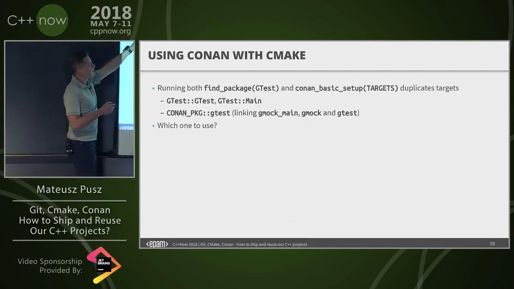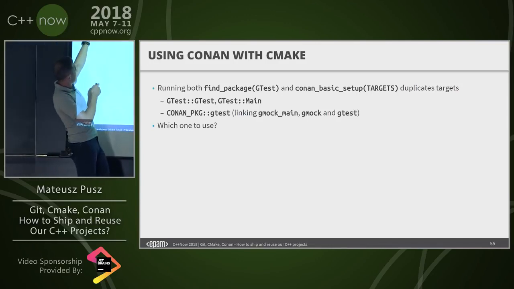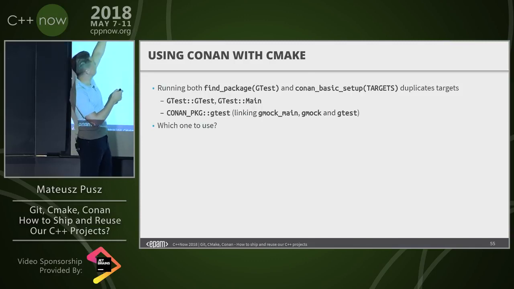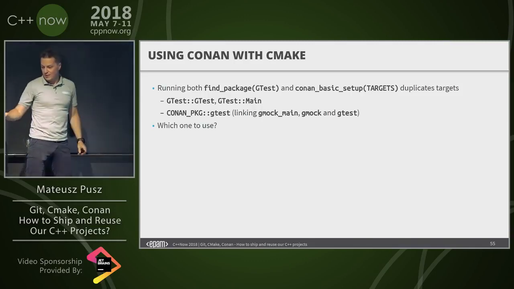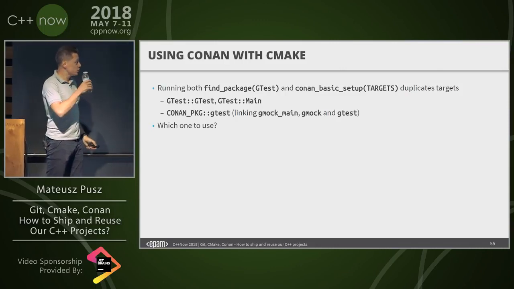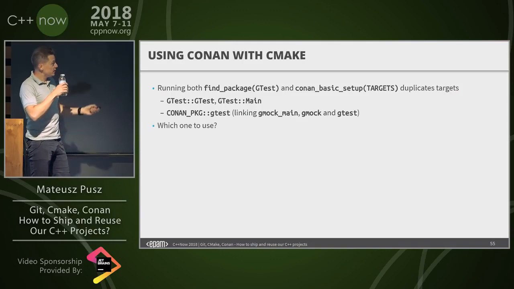Running both find package gtest and Conan basic setup targets duplicates targets, because as I said already, Conan will create those for you, and of course find package will create those. And you end up with 2 targets for gtest, which is a bit of a problem right now, as I see with this solution. And there is always a question which one to use. And this basically depends.